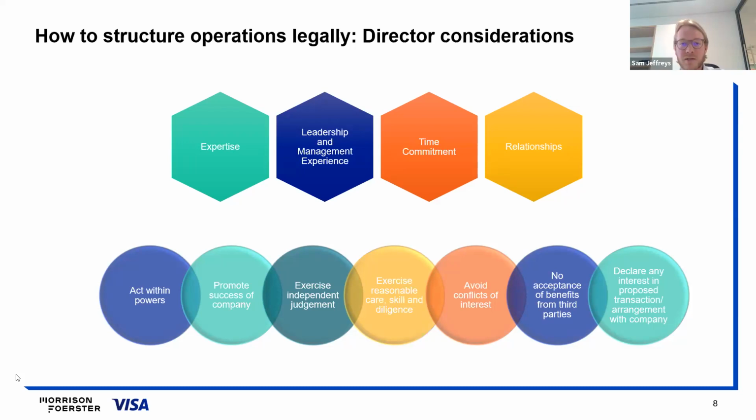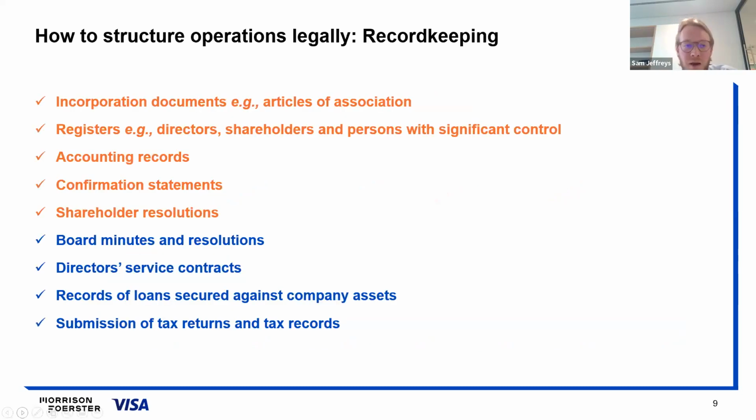And then if we go to the next slide, just to move on to the next section, this is really just a reminder of things that need to be thought about right from incorporation. The company has a duty to keep records, as you can see on the slide, of all sorts of things. So registers of directors, shareholders, accounting records, resolutions. So that's the records of the decisions taken at the meetings. And then, as Harry mentioned, also tax returns and tax records. These are all things that need to be kept. So that's just to remind that these things need to be thought about.